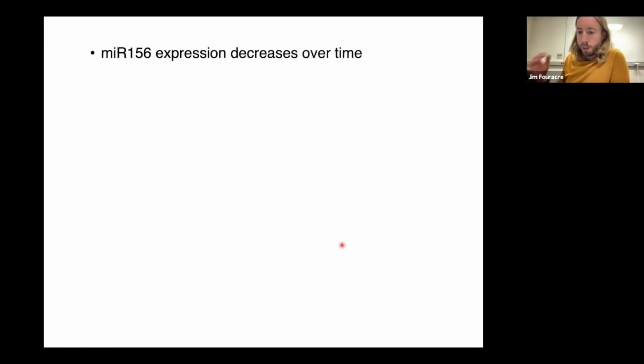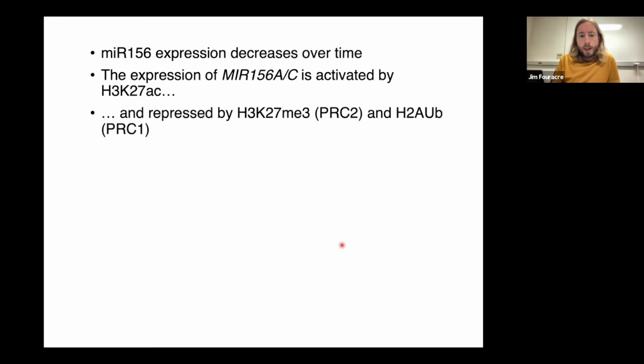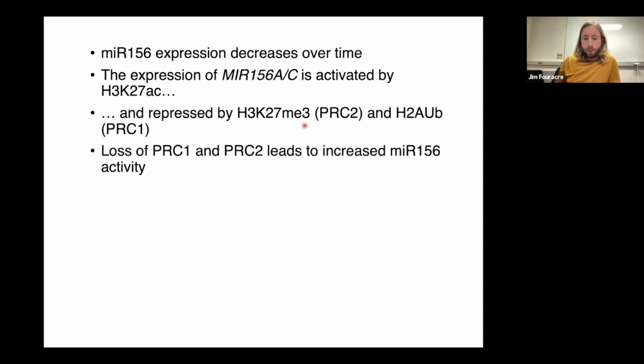So to summarize what we know about the temporal regulation of 156, we know its expression decreases over time, and this is critical to the regulation of the timing of phase change. We know that the expression of 156A and C, these two critical loci, is associated with an active histone mark, and the repression is associated with two additional histone marks, and that PRC1 and PRC2 are critical in the repression of 156. So this is our understanding of how 156 is regulated at the moment.